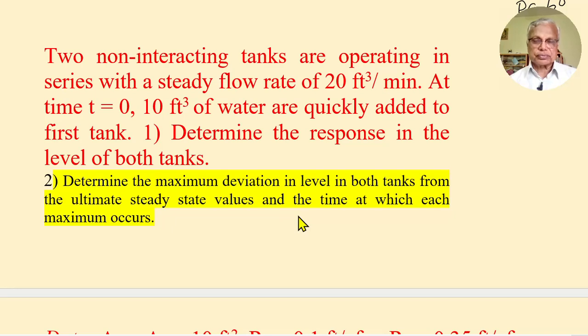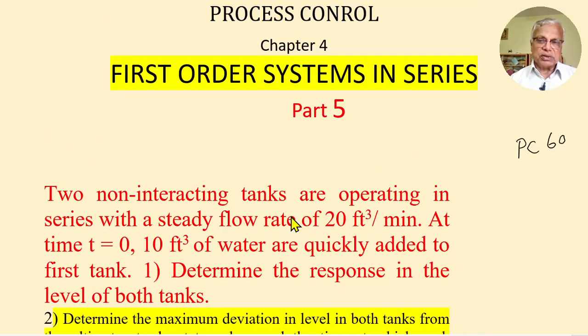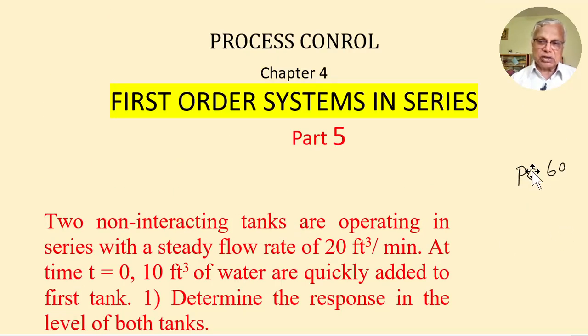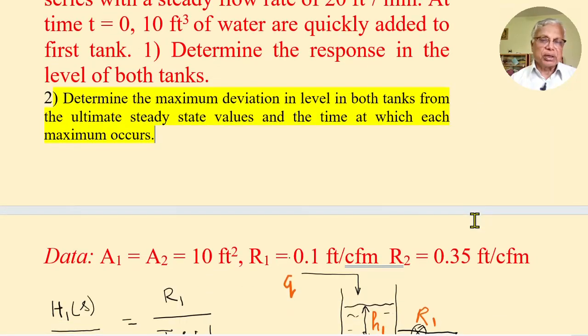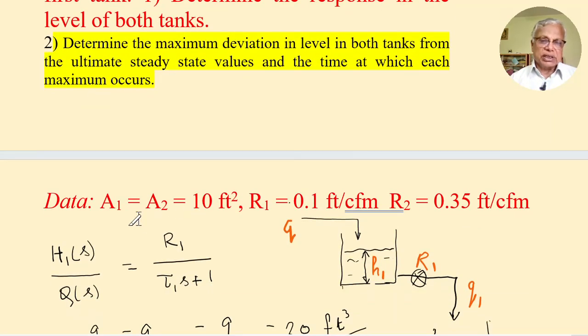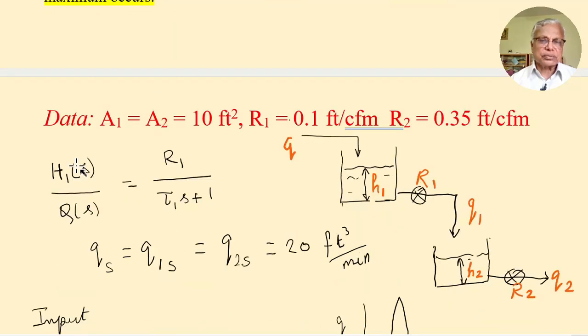So we'll be solving this part 2, the second part of this question. The first part was solved in PC60. And the data is given: A1, A2, R1, R2, etc. So, two tanks, with the usual notations.